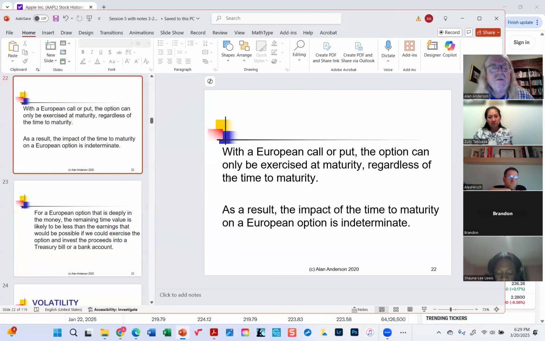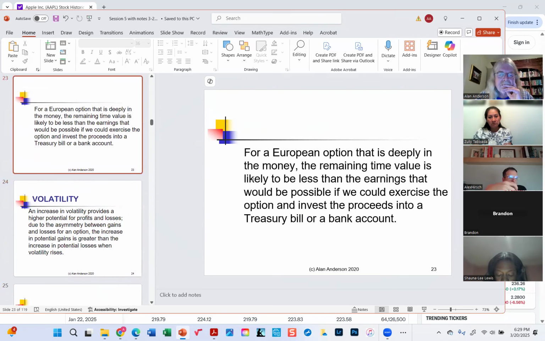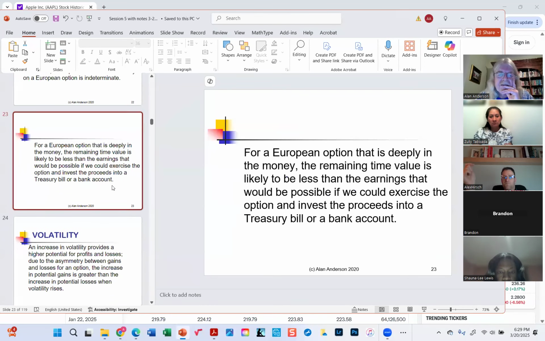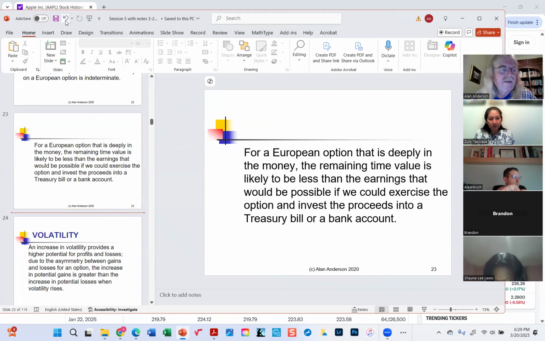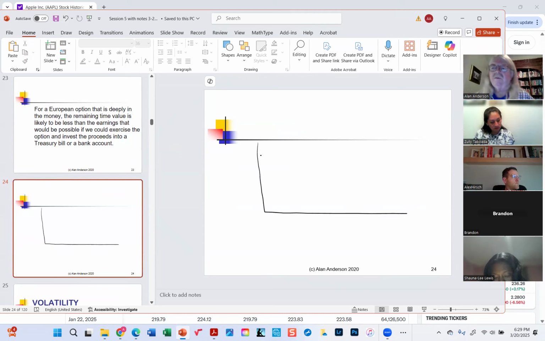Now I think I started to draw, we're going to see some interesting graphs here, but what they're pointing out here is this. The reason why this might not be the case with a European option is because if you have an option that's deeply in the money, let's see. I think I drew this graph last week. And we'll see more of this later on when we start pricing options.